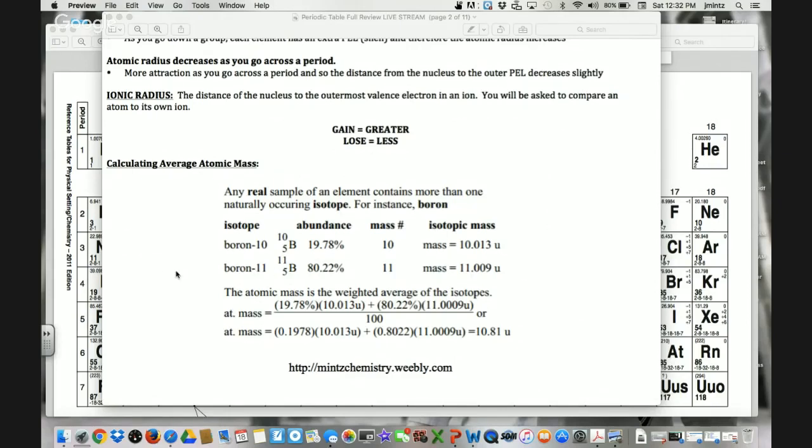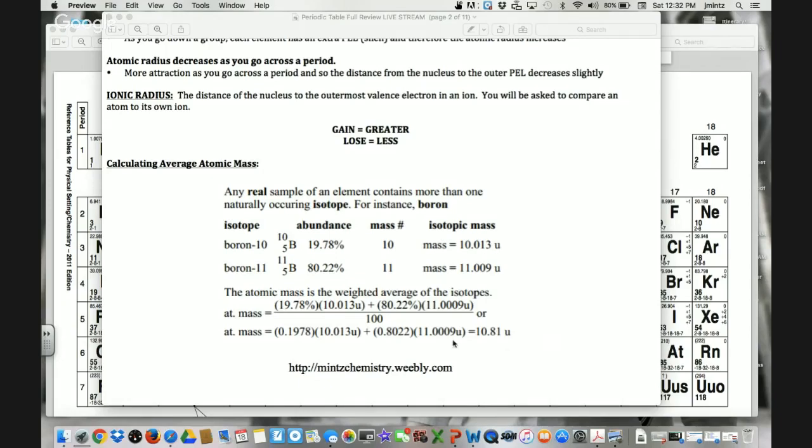So this is a weighted average. To figure out the average atomic mass, you would take 19.78 times 10.013 U, for atomic mass units, plus the percentage, 80.22% times the mass, 11.0009 U, and then divide by 100. I've seen it this way, and that's how I taught my students. But you can also write it out this way, where you convert the percentage to a decimal, and that means you don't then have to divide by 100.